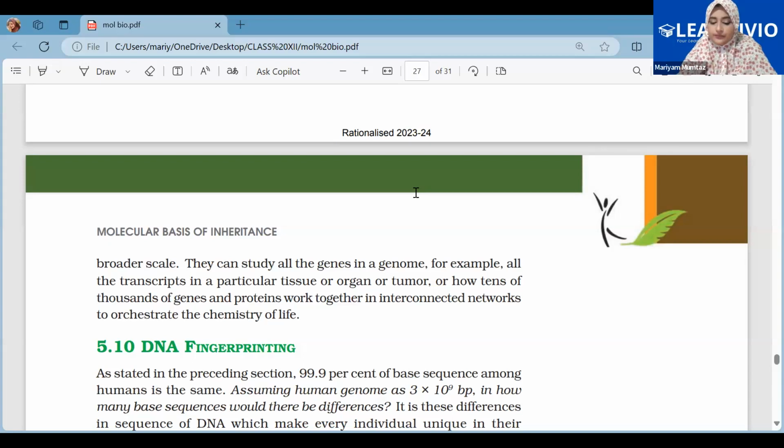No, ma'am. Lac operon was clear to all of you, right? Yes, ma'am.